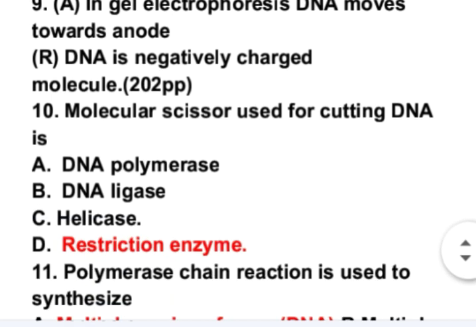Next is, molecular scissor used for cutting DNA is. So see, the restriction enzymes are also called molecular scissors and they are used for cutting DNA. So correct option is D.